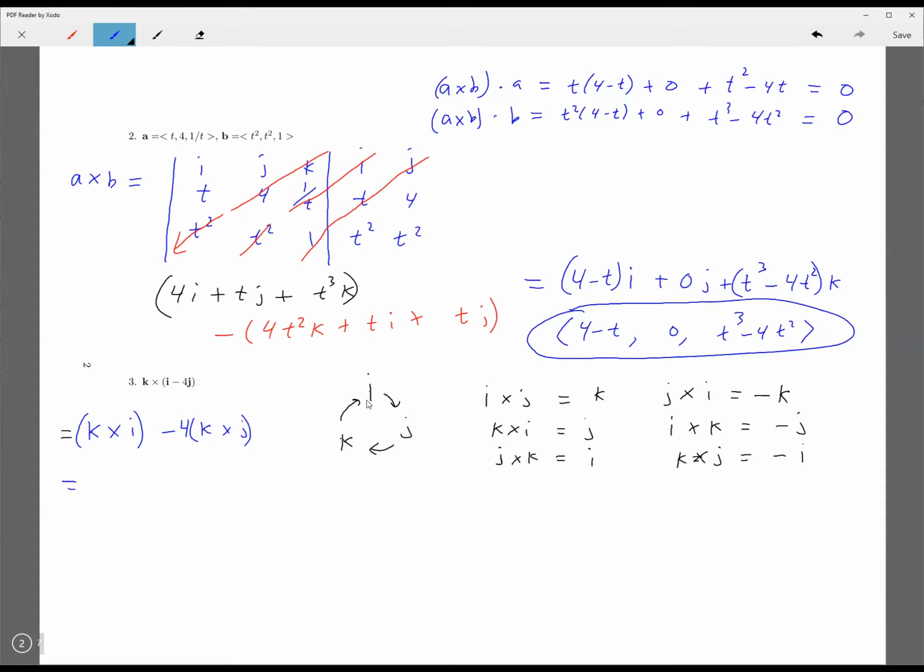And then K cross I, that's going in the positive direction, so that's going to give you J. And then K cross J, that's going backwards, right? K cross J, so that's going to give you actually negative I. So you get 4I plus J, which you can also write as 4, 1, 0, I suppose.